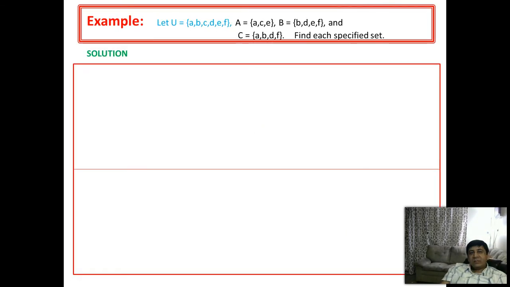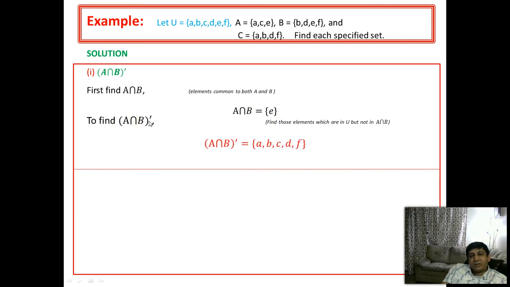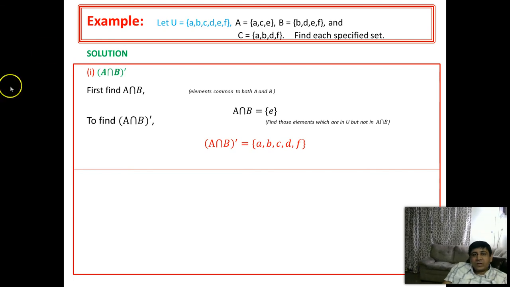Okay, let's look at one more example which is similar to your homework problems. Again we have three sets and a universal set given to us. Our goal is to find (A intersection B) complement. So first we will find A intersection B. We're looking for those elements which are common to both A and B. Common to A and B is E. And then you find the complement of this one. I think this is the same example. I should have changed it in the last section, but anyways, this is what it comes out to be.